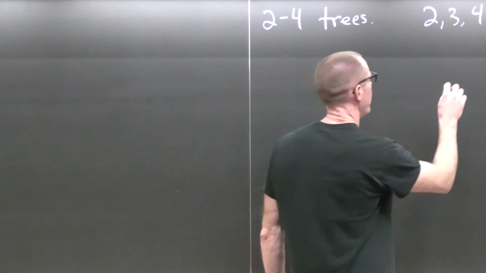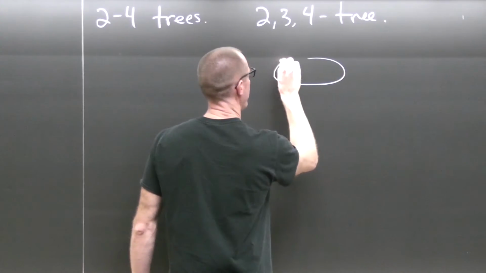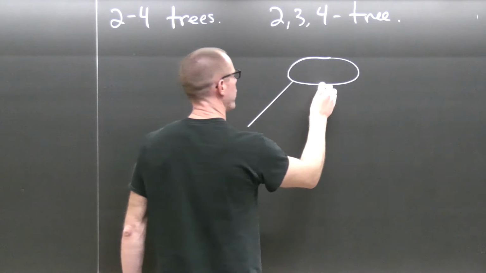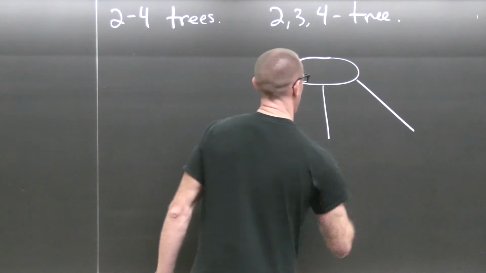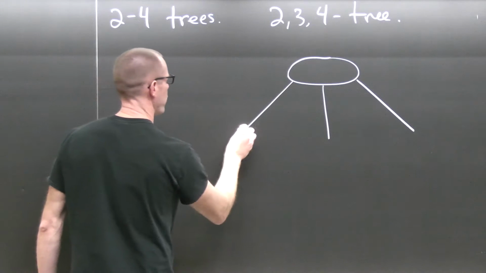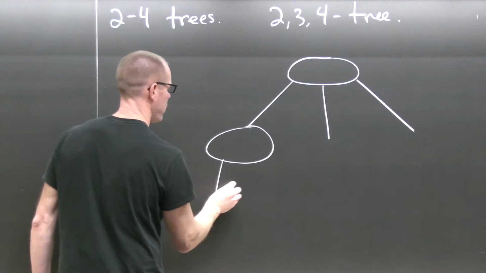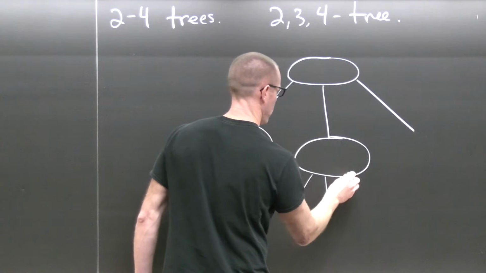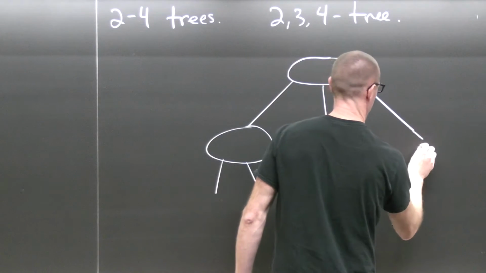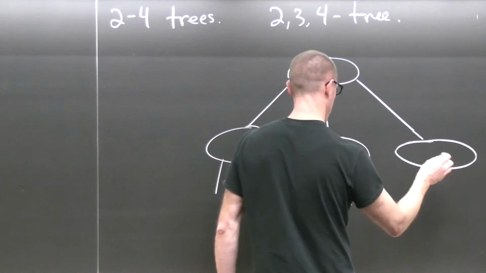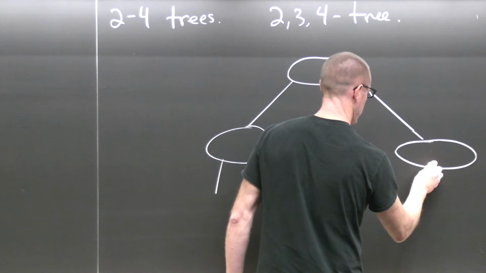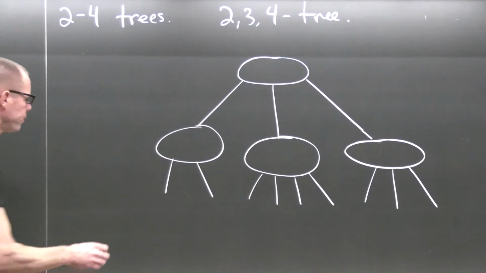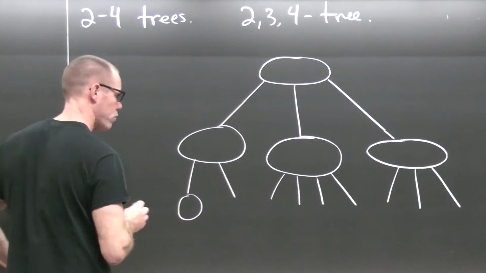So what do these things look like? Well, like a binary tree, there's a root, and each internal node can have children, 2, 3, or 4. So for example, here the root has 3. Maybe this one has 2. Maybe this one has 4. And this one has, let's give this one 3 again.